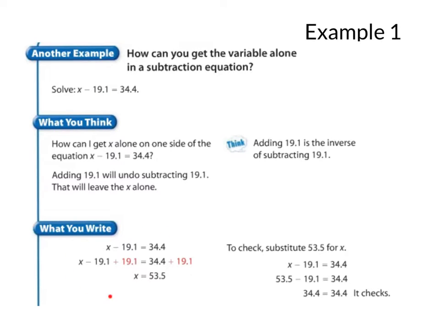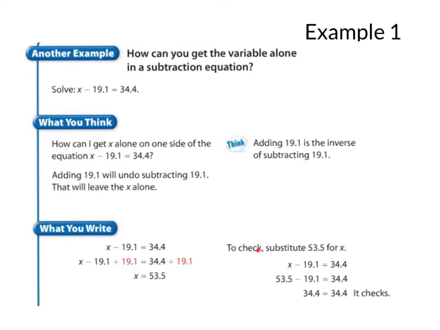Now we're going to move our eyes down here, and you're going to do it to both sides. Plus 19.1, plus 19.1. Well, how did they get x alone? Well, look right here. Minus 19.1 plus 19.1. Those will cancel out because those are called inverses. X equals 53.5.